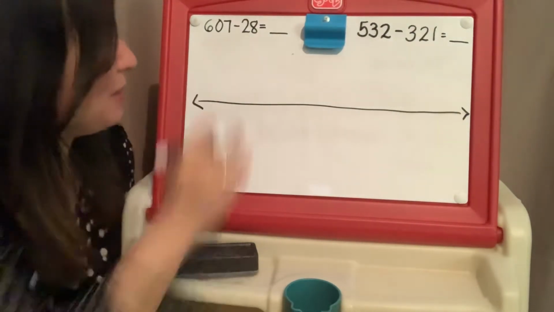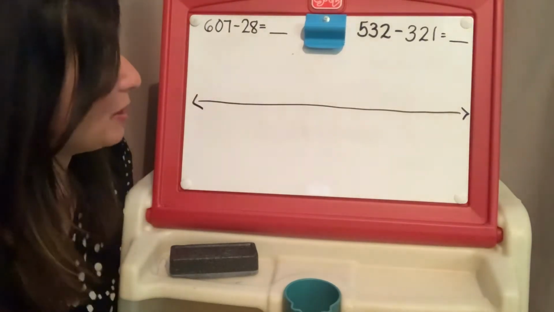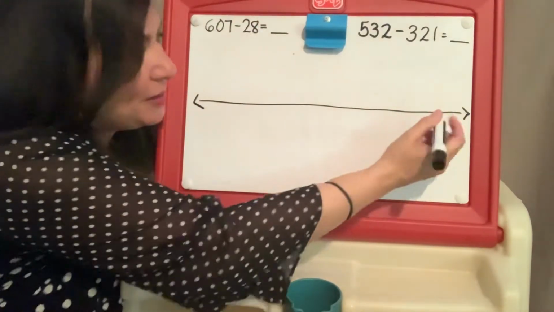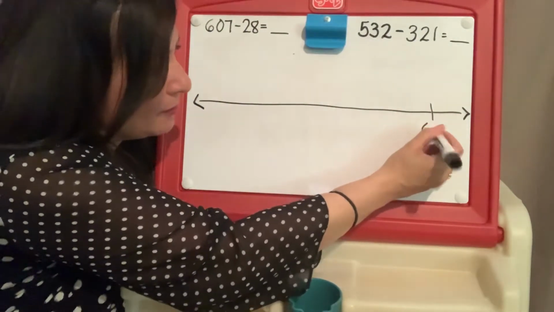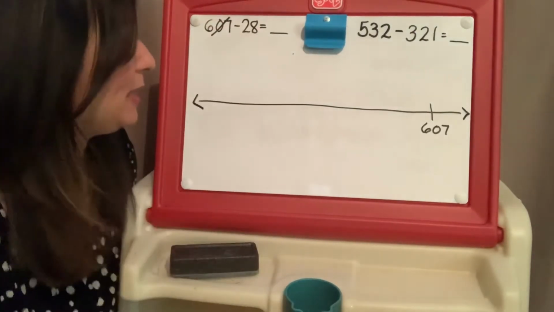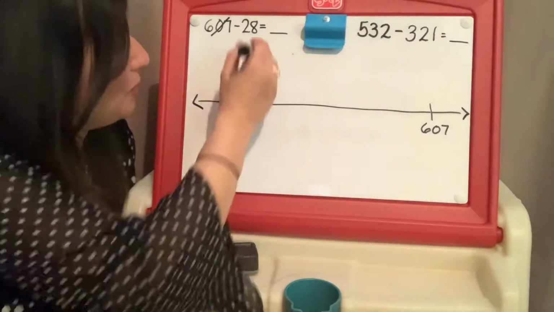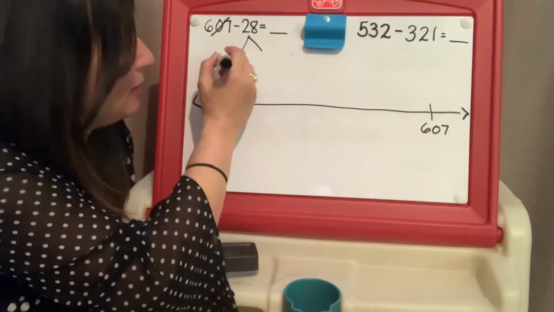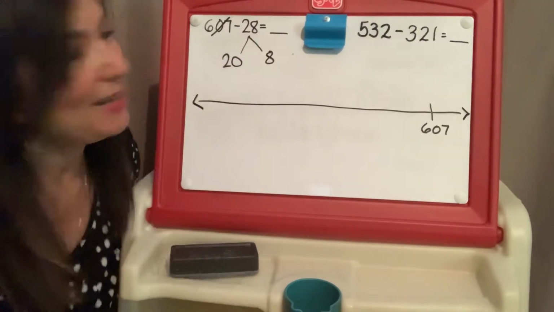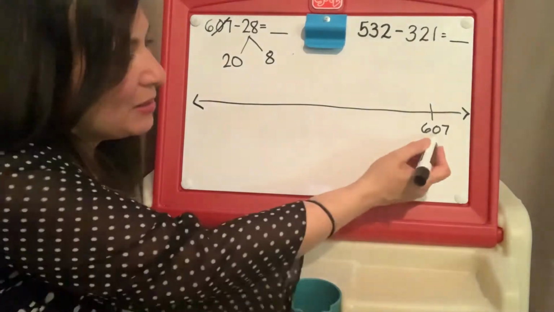The first equation I wrote is 607 subtract 28. I know that the first thing we need to do is position the total. So I'll position 607, and then I'm done with it. Now I need to decompose the number being subtracted, which is 28. The value of 2 tens is, say it with me boys and girls, 20, and then 8. So I need to jump back 20 and then jump back 8.